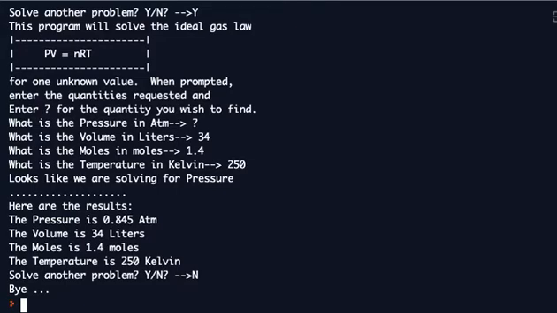So that's one version of an ideal gas law calculator that you can implement.